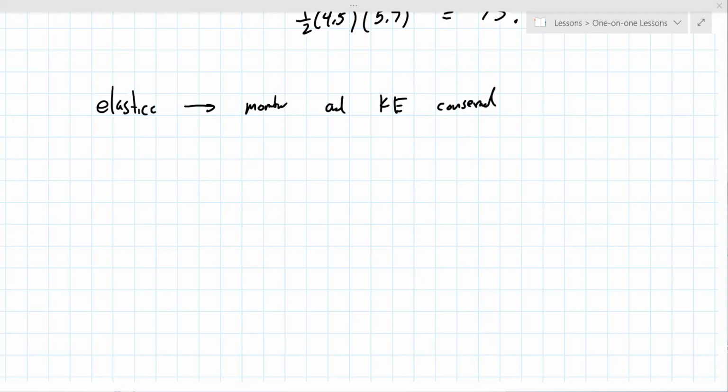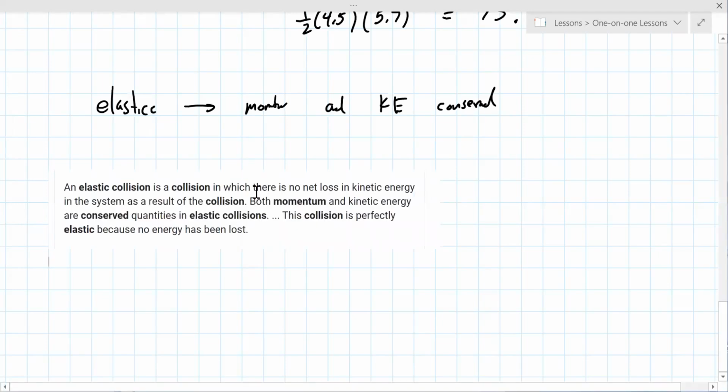Oh, my bad. I was muted. I asked, can you say that one more time about elastic? I'm just grabbing this from the internet. It says that in an elastic collision, there's no net loss of kinetic energy, and both momentum and kinetic energy are conserved quantities. Okay. So it is a yes in this case, right? Yes. All right, now we can flip back to collisions which are inelastic.